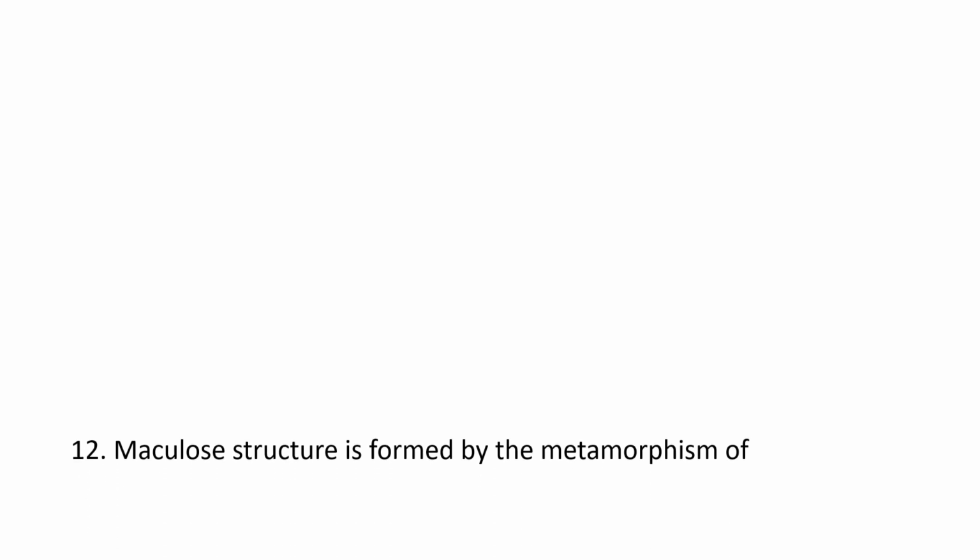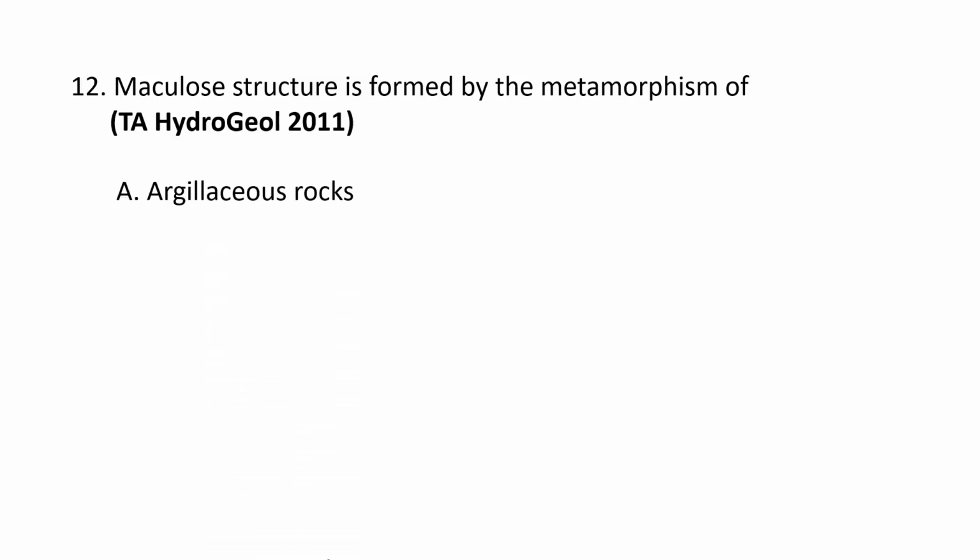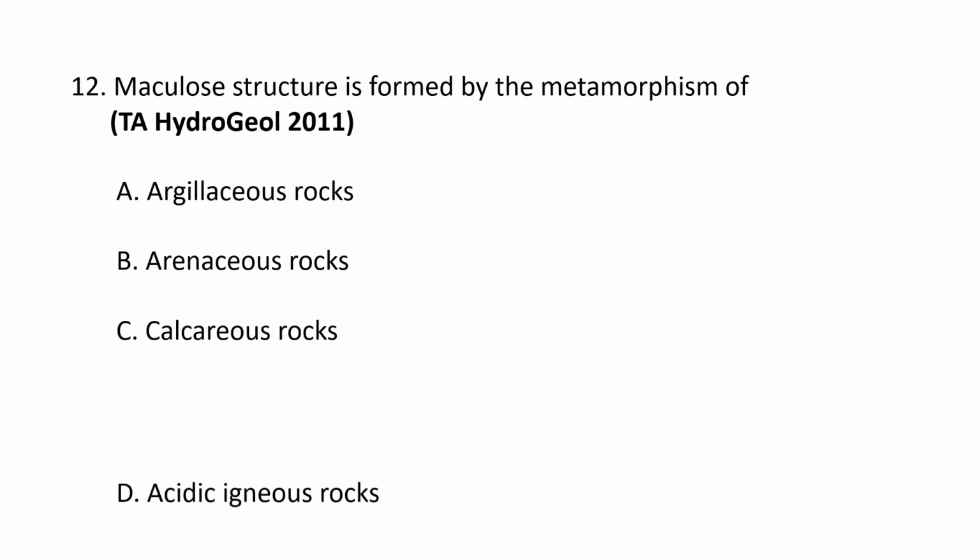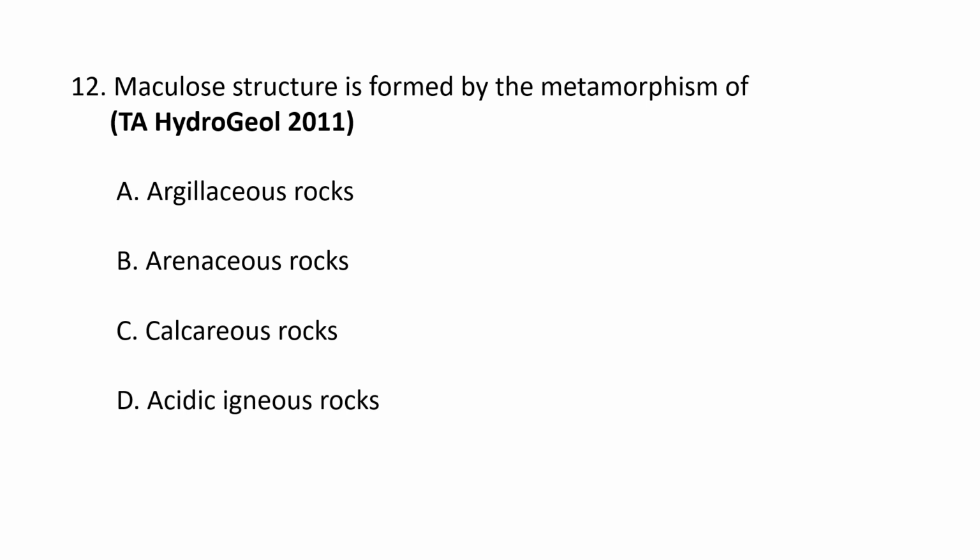Next question. Maculose structure is formed by the metamorphism of A. Argillaceous rocks, B. Arenaceous rocks, C. Calcareous rocks, and D. Acidic igneous rocks. Maculose structure is formed by the metamorphism of argillaceous rocks. It is formed when argillaceous rocks like shale undergo thermal metamorphism.